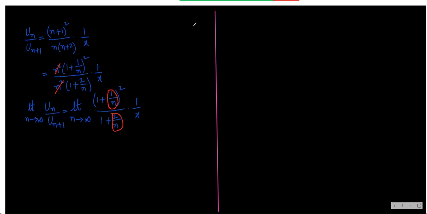As we apply the limit n tends to infinity, what is the answer we are getting? We are getting the answer 1 by x. So by the ratio test.